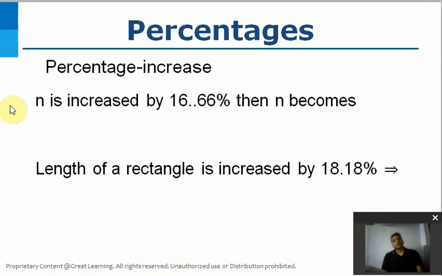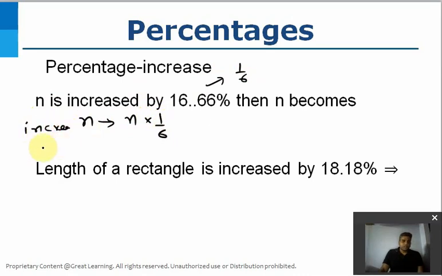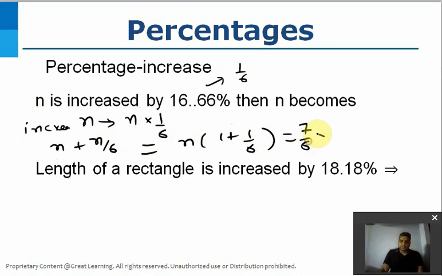So let's take some more scenarios in which n increases or decreases by a certain quantity. Now n is increasing by how much? n is increasing by 16.66 percent. What does n become? I know 16.66% is nothing but 1 by 6. So n is increasing by 1 by 6 of n. This is my increase over n, so n plus n by 6. So this becomes n times (1 plus 1 by 6), which is 7 by 6 into n. So n becomes 7 by 6 into n.